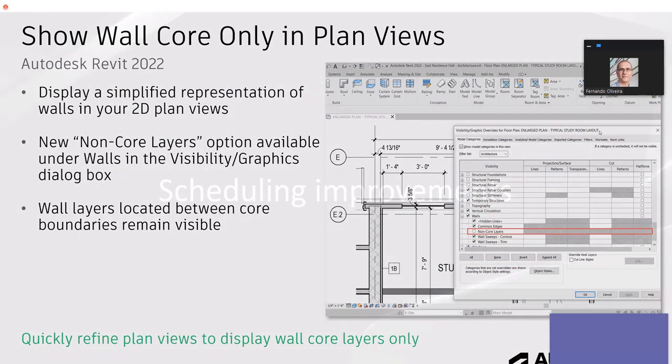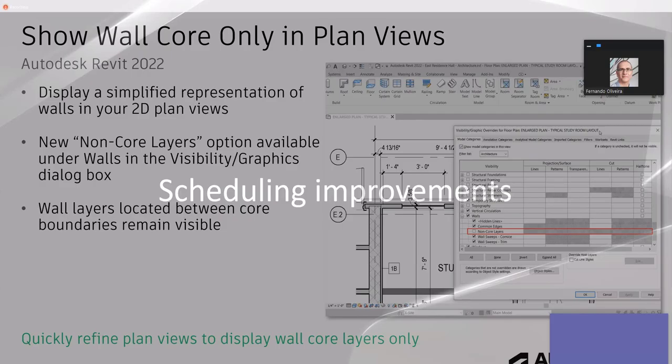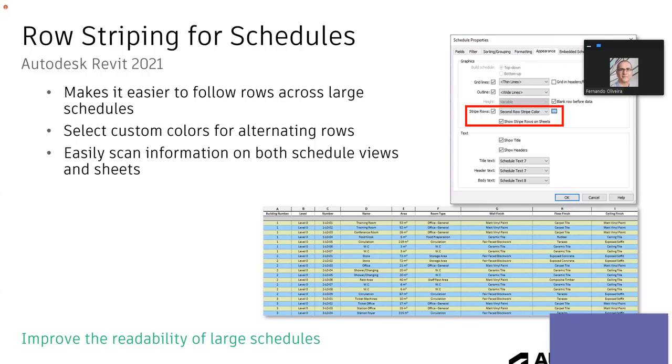Scheduling improvements. Yes, there were a lot of them. We start in 2021 with the row striping by colors. So we can easily create striping on the schedule. This is helpful because sometimes it's hard for our eyes to see. So we have custom alternating colors. We can customize these, and it's much easier to see the information on the schedules.